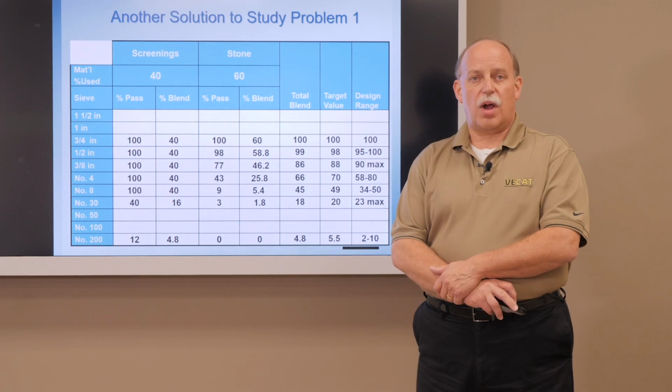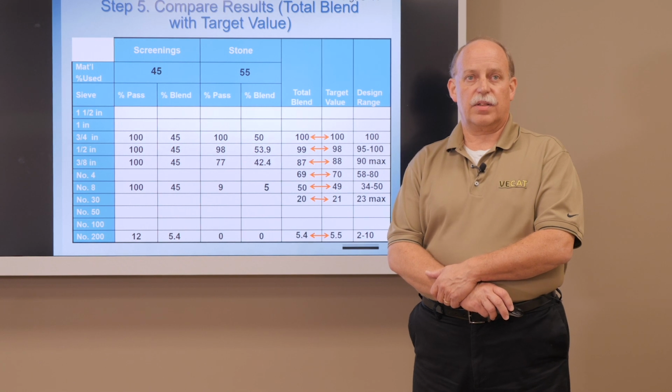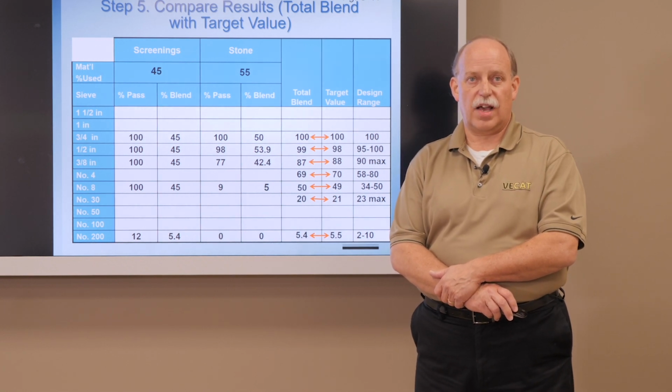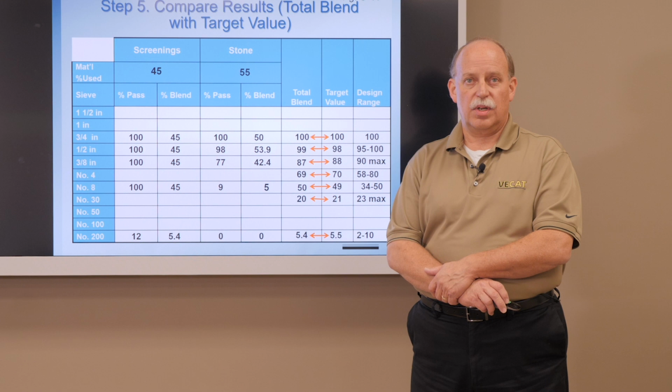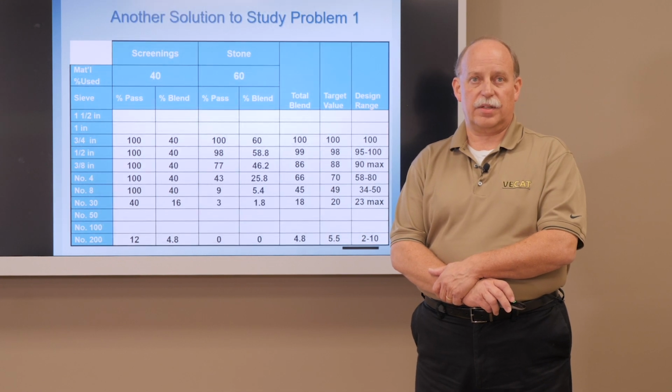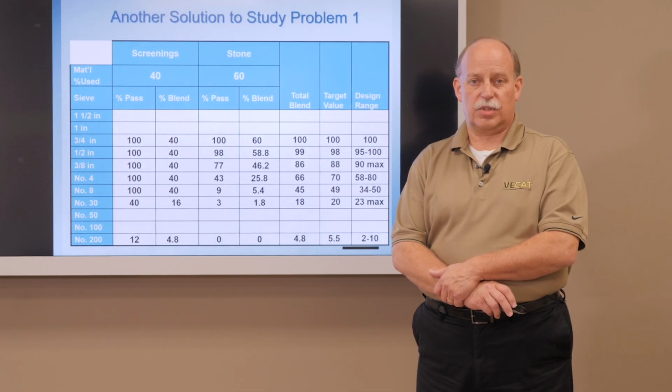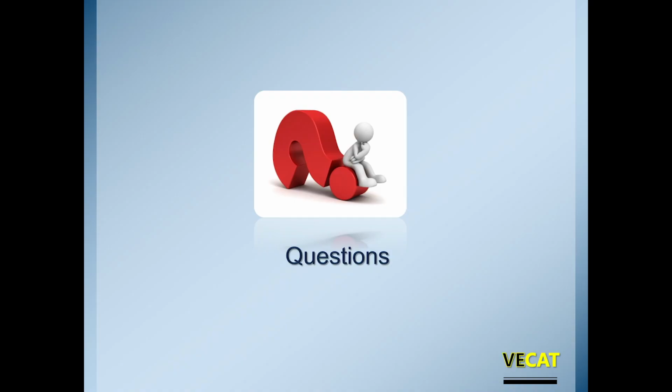So based on these two problems, clearly the 45 to 55 blend of screenings to stone produced a far better cold feed blend than the 40 versus 60% blend. Thank you very much.